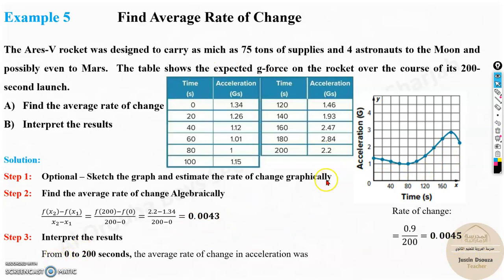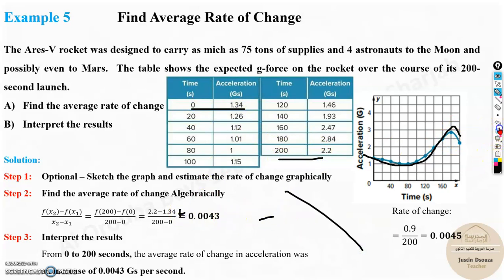From 0 to 200 seconds, the average rate of change of acceleration was an increase. Why? You can see over here it's increasing. Though it's decreasing over here, from this to this, the value is positive. If it was negative, then it would be reducing, but it's positive, so it was an increase of 0.043 g-force per second. So this is the average rate of change problem. Graphing is optional, but it's better to graph. You'll understand, but it all depends on the time. If they have not asked for it, if they just ask for these two, just solve it directly.